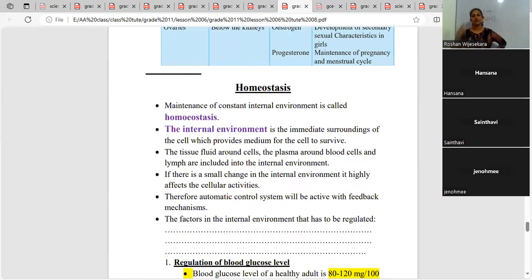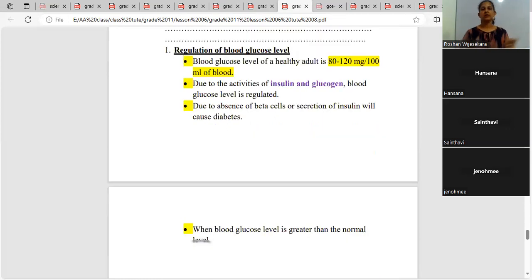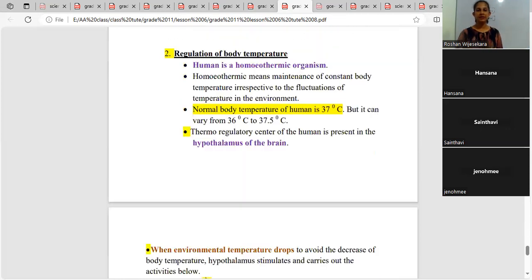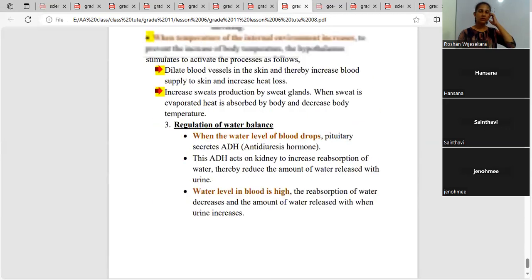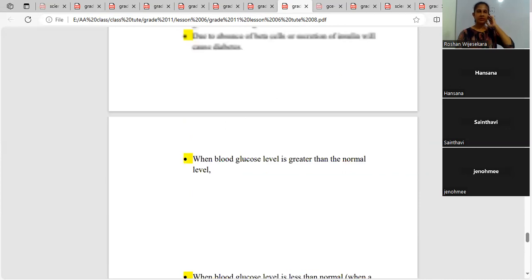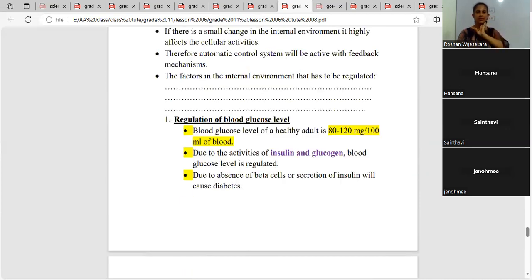Homeostasis. What is homeostasis? Maintenance of a constant internal environment is called homeostasis. Our body temperature is maintained around 37, and our blood glucose level and water level are also maintained, and we discussed how they are maintained. The blood glucose level was asked in several questions. Maintenance of blood glucose level involves the insulin and glucagon hormones. That is important.